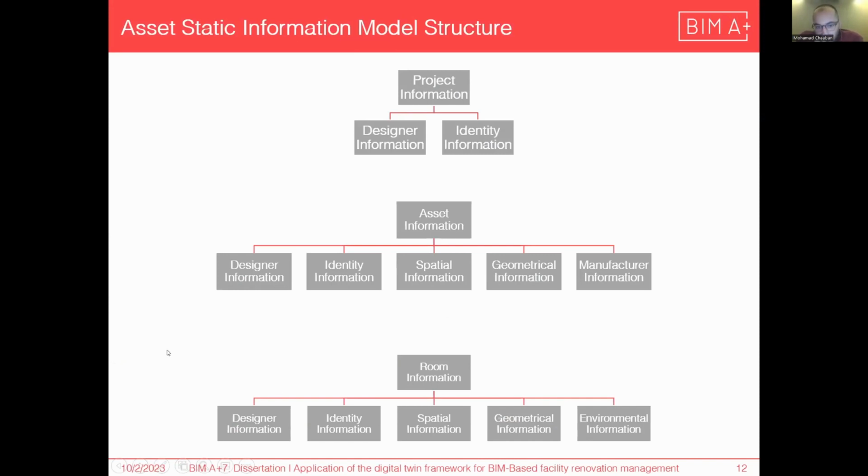Now, the way this information was decided on was by taking the level of operational information required, developed from the client requirements, and doing an intersection with the COBie standard of information that is usually required for facility management and maintenance. And the intersection was the result of the information that needed to be placed in the BIM model.